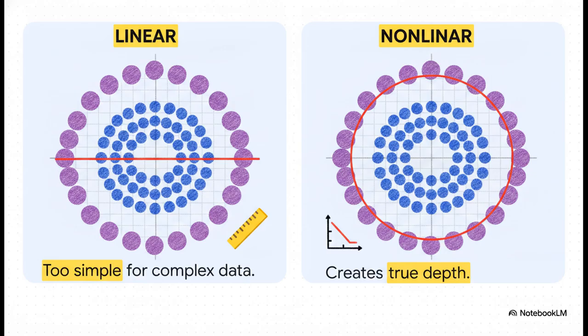But the moment you insert a simple nonlinear function, specifically the ramp function called ReLU, which just takes the maximum of 0 and x, boom, you get true deep learning. It allows the function to bend and fold and mold itself around highly complex, messy real-world data, like the unique contours of your face for Face ID.